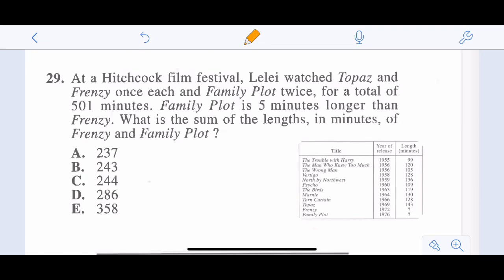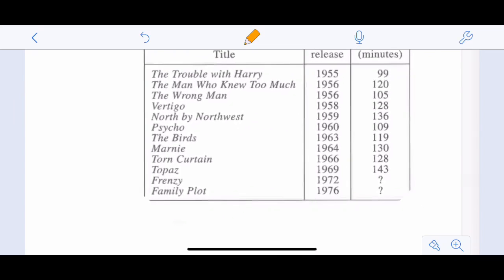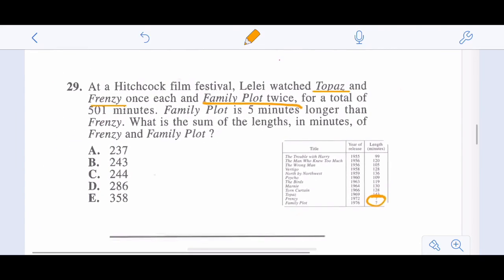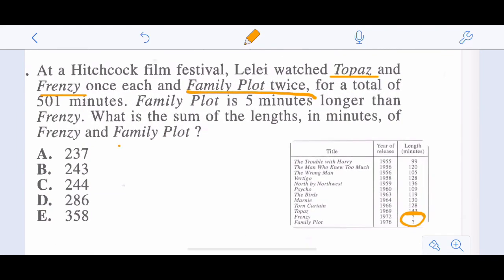At a Hitchcock Film Festival, Laylee watched Topaz and Frenzy once each, and Family Plot twice. So these are down here. Topaz, 143, and Frenzy and Family Plot, we don't know the times for. So she watched Topaz, 143, plus Frenzy, and then she watched Family Plot twice. Family Plot is 5 minutes longer than Frenzy.